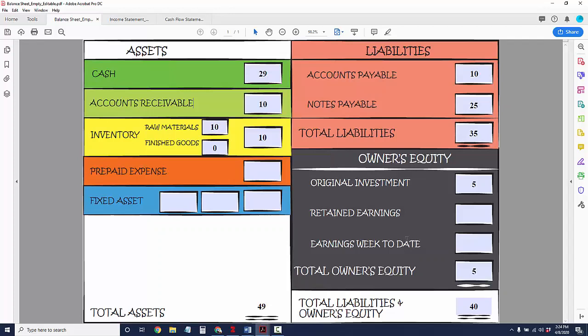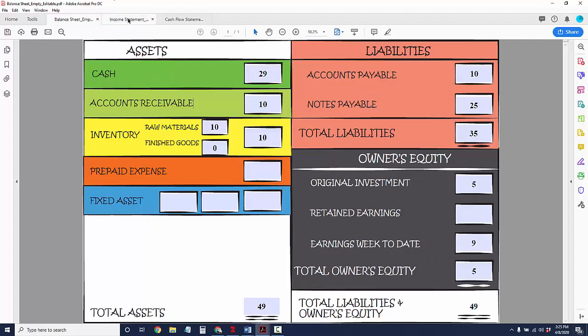When you think about it, we know that we received $20 for the 20 scoops. We sold them at $1 each, so we got $20 in sales. We also know that it cost us $11 to make those 20 scoops of ice cream, $10 to pay for the ingredients, and $1 to pay for the production labor. So our gross profit, or earnings so far, are $20 in sales minus $11 in finished goods, which is earnings week to date of 9. So we would fill that out here under owner's equity, and that will bring our total liabilities and owner's equity to 49, and it will bring us back in balance.